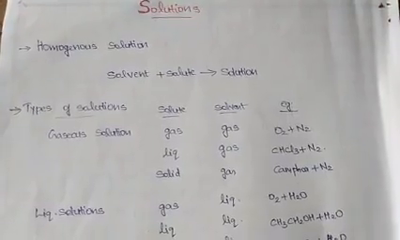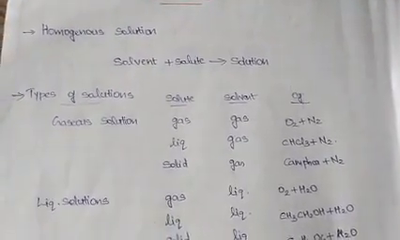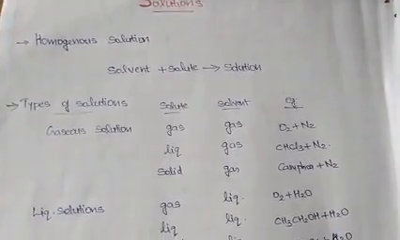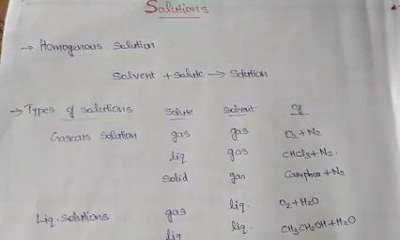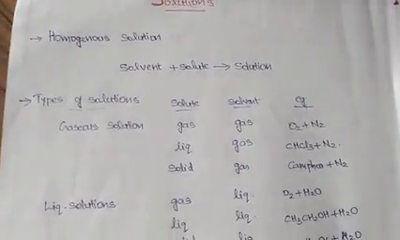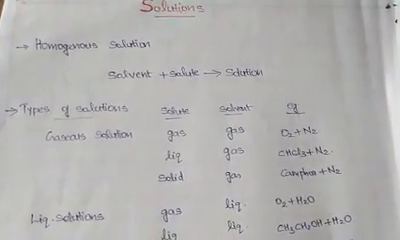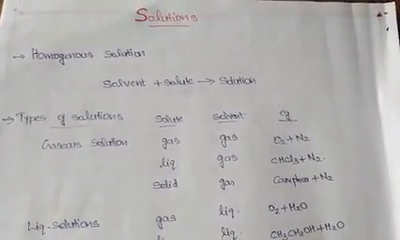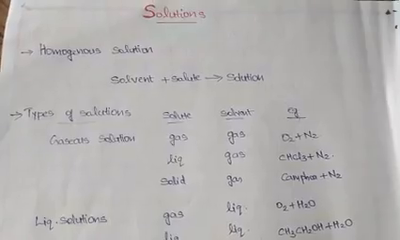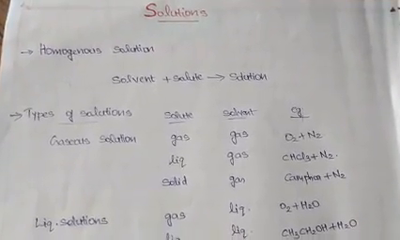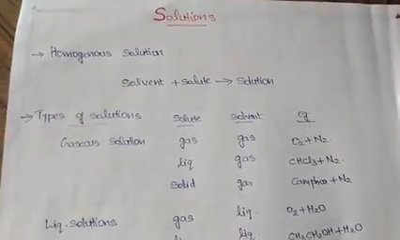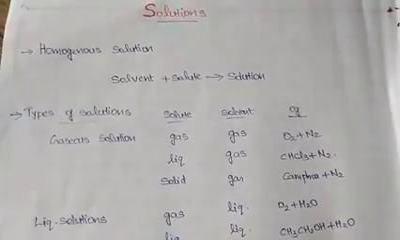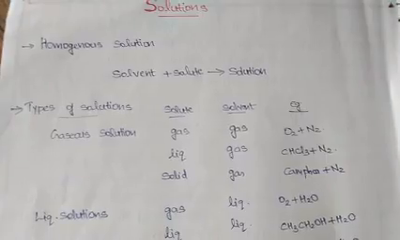We all know a solution is formed by the combination of solvent and solute molecules. The concentration of solute molecules will be less compared to the solvent molecules, hence they constitute a solution. For example, if we take a sugar solution, here the water acts as the solvent and sugar acts as the solute, and both constitute a solution. It is an example of a homogeneous solution.